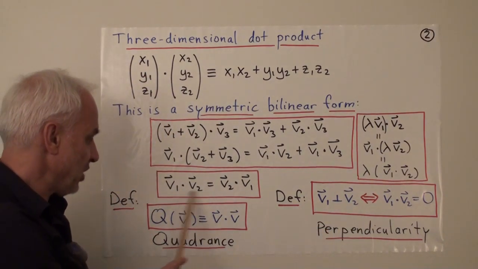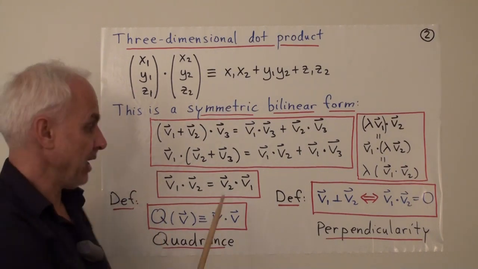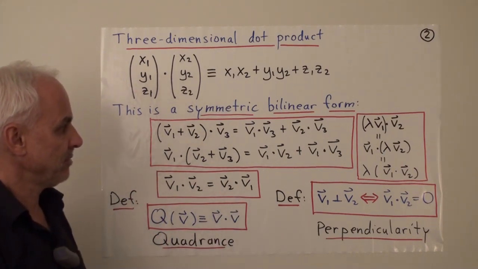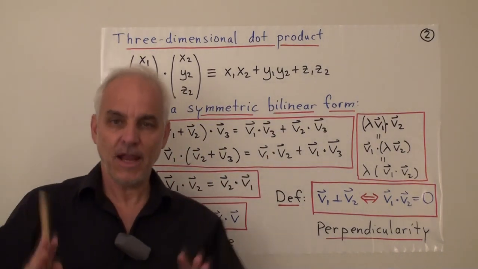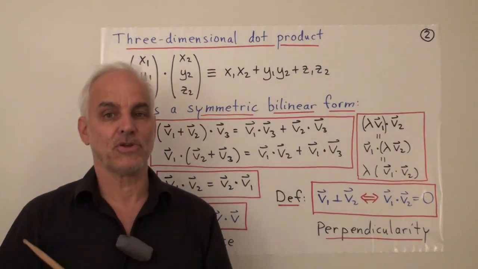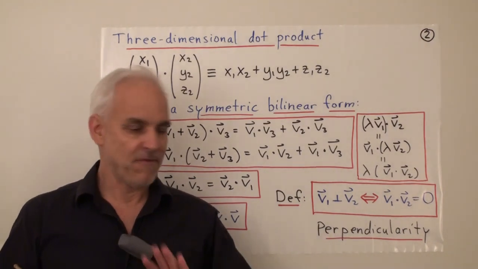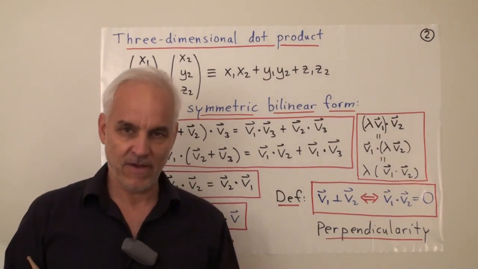And the symmetric condition is that v1 dot v2 equals v2 dot v1. All right, so we define this dot product. That's really the first thing that we do to start metrical geometry in three-dimensional space, before we have Pythagoras' theorem, before we have anything else.